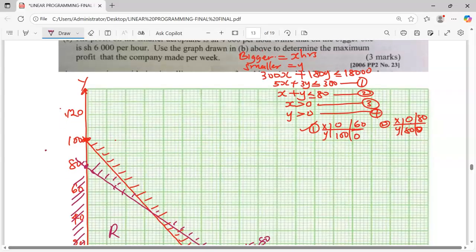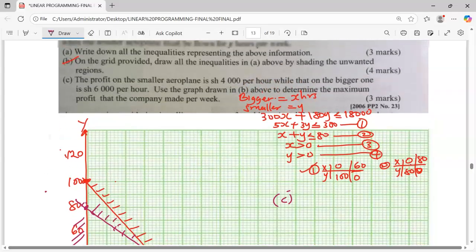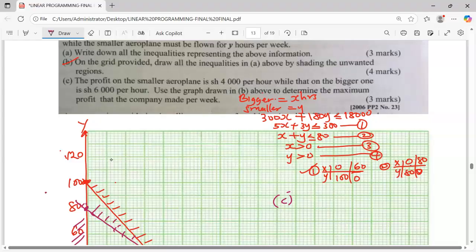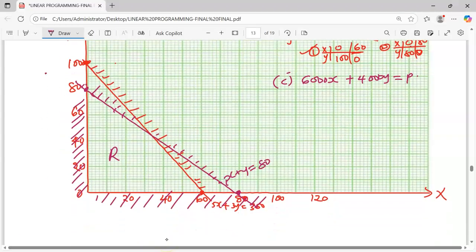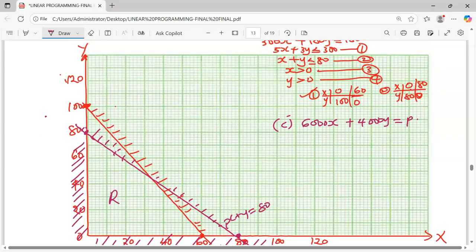Again, we go to C. In part C, we are told the profit on the smaller aeroplane is 4,000 per hour, while that of the bigger aeroplane is 6,000 per hour, and therefore the total profit will be 6,000 times the number of hours, plus the smaller one is 4,000 times the number of hours for us to get the total profit. And in this case, what we are going to do is to get the maximum point that we are going to substitute to get the maximum profit.